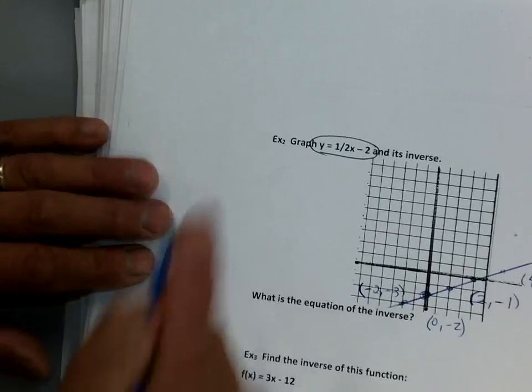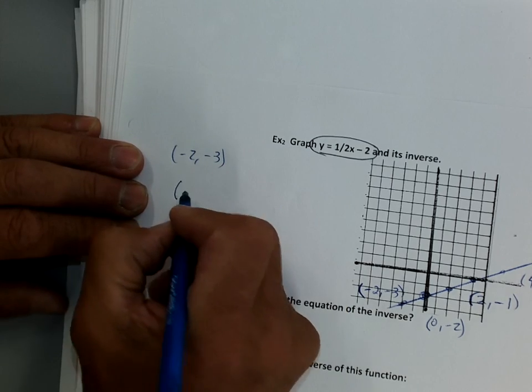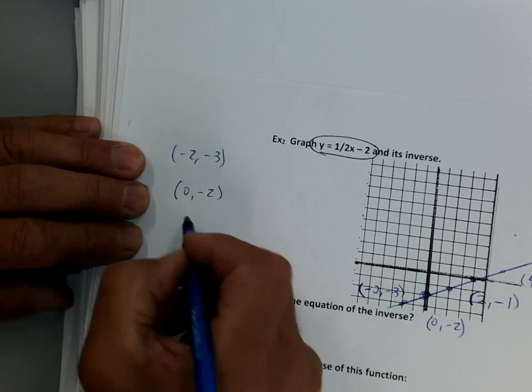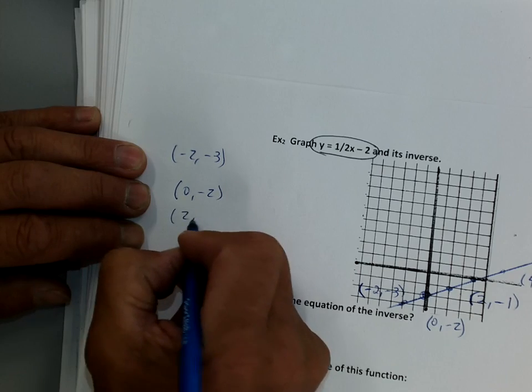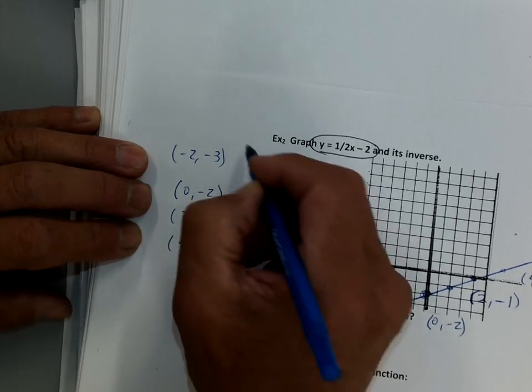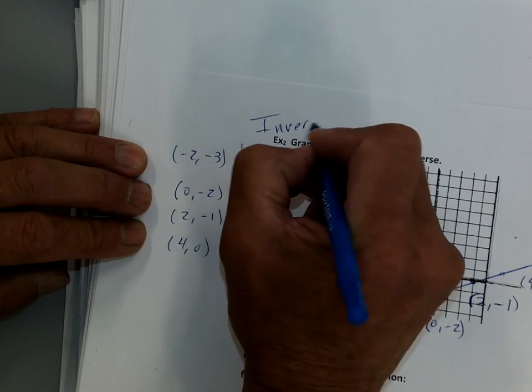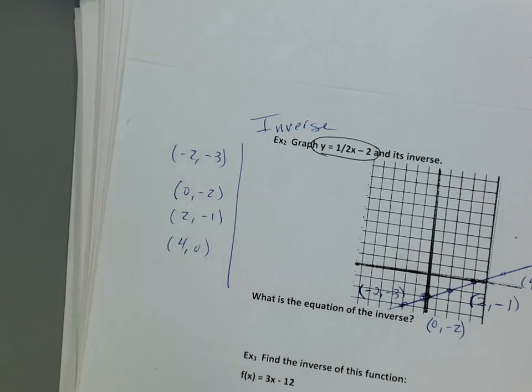I've got my points at -2, -3. I've got a point at 0, -2. I've got a point at 2, -1. I've got a point at 4, 0. Okay, so if I want the inverse, I'm just going to switch them around. Okay, I can do that. So I'll switch these points around.